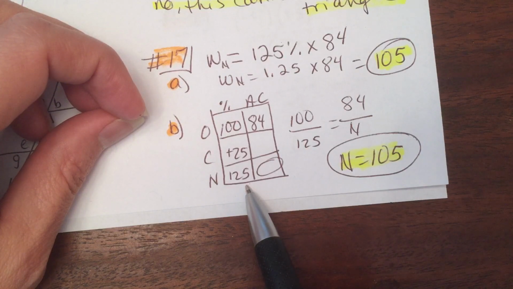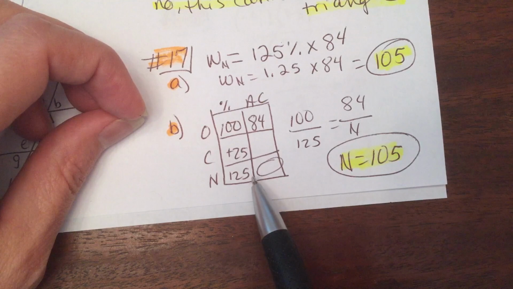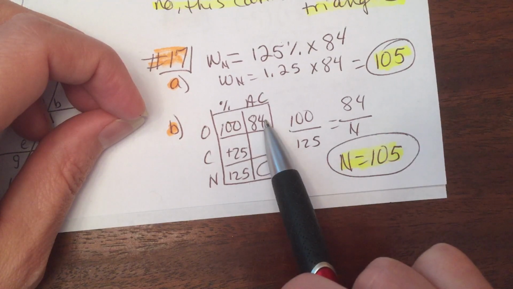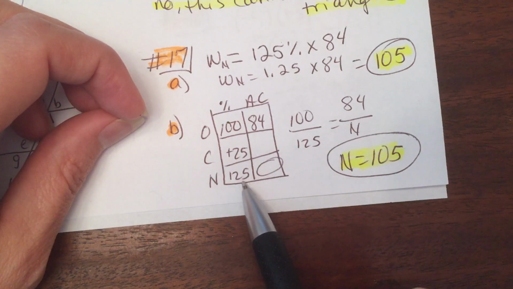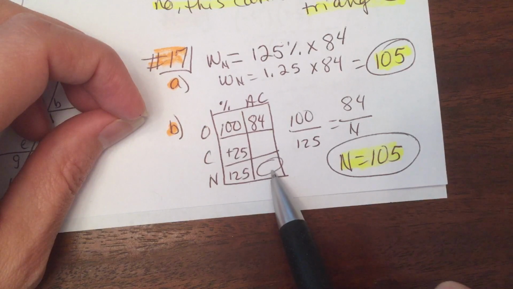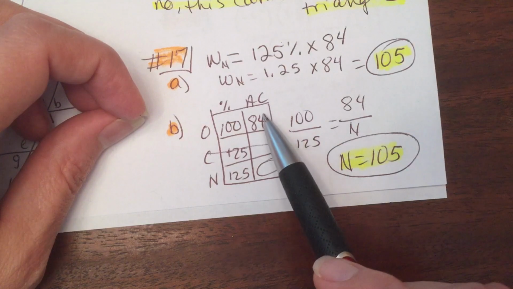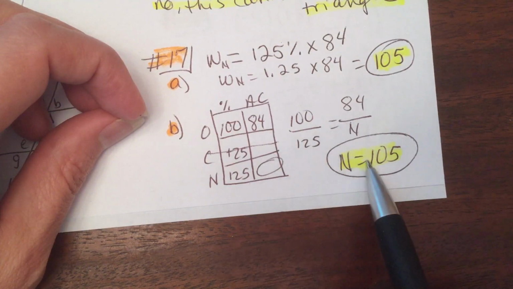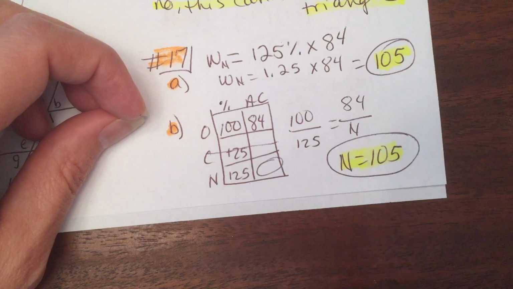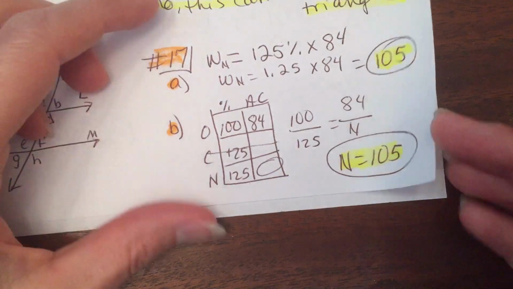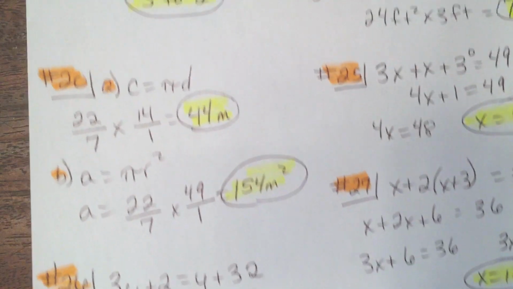So they want to know what number is 25% more than 84. 84 was our original number. We want to know what's 125% of that. So we're looking for this number. I can get rid of this. 100 over 125 is equal to 84 over the new number. And you should have gotten 105 as well. Number 18.